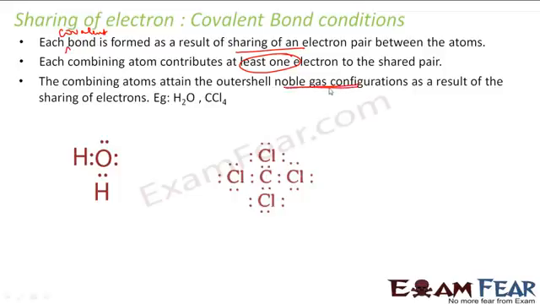I told you energy is like a stress. These atoms had more energy and they want to release the stress, release the energy to attain the stable noble gas configuration. Everybody in life wants to be stable, right? It is the same thing with these atoms, they want to be stable, and that's why they form this bonding.